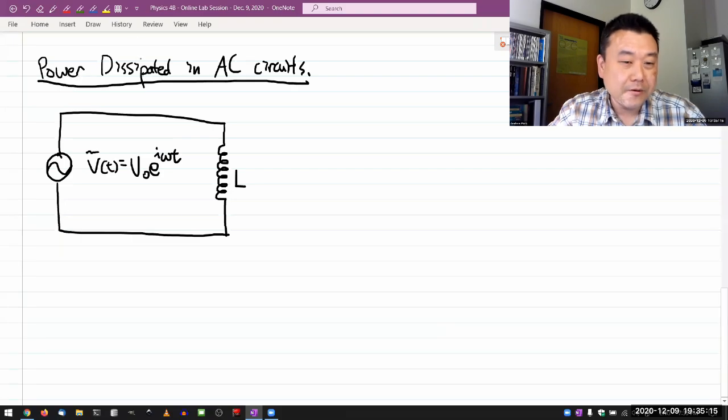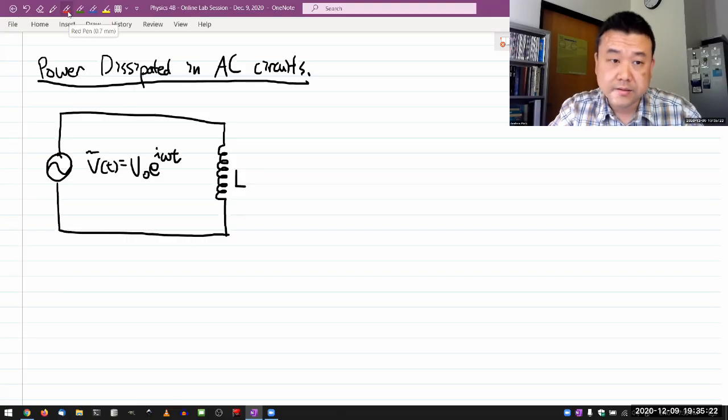So the idea of complex impedance introduced earlier makes this analysis super simple. This inductor has an impedance associated with it that's represented by i omega L.